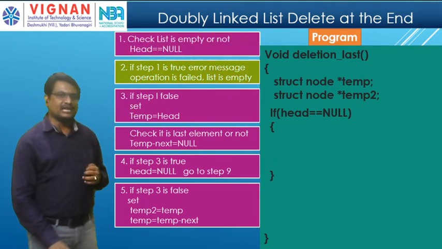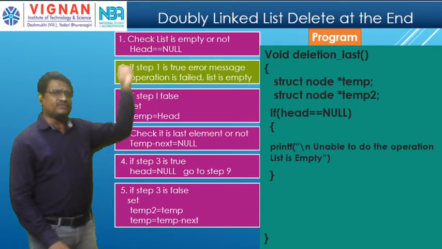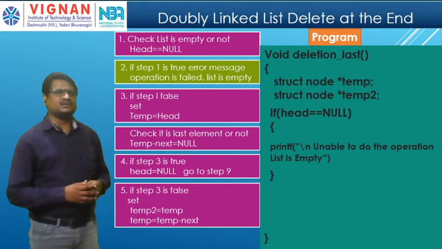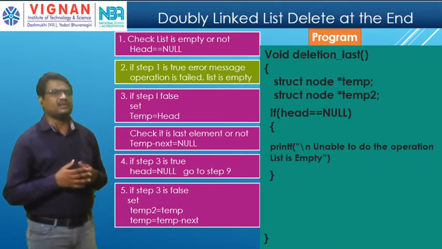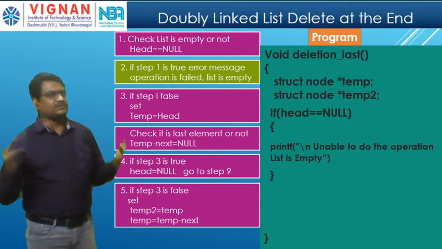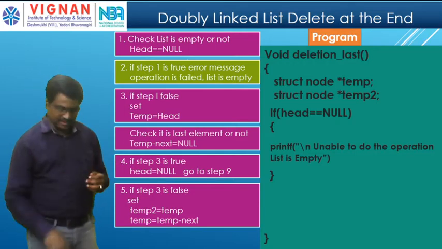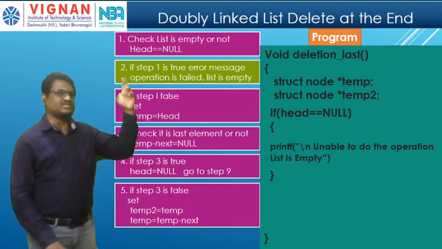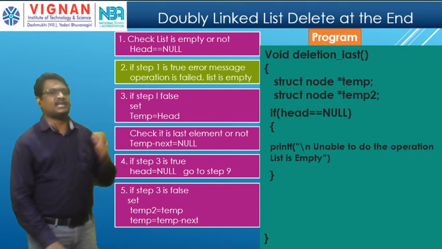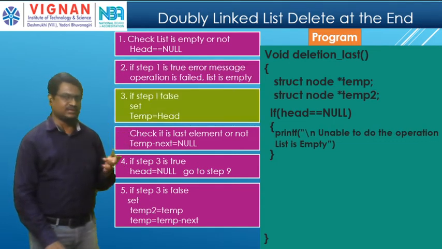In the second step, I am putting an error message. Why? Because if the first step is true, that means there are no elements available in the linked list. If no elements are available, then I am unable to delete an element. Am I right? So that's why I am putting the error message. Now if that block is false, that means some elements are available in the linked list, then I will go to the third step.